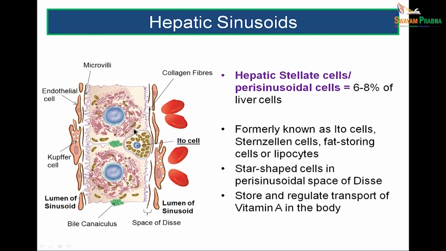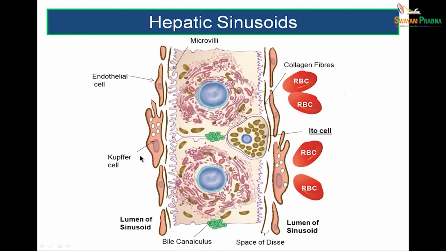They lie in the space of Disse between adjacent hepatocytes and they store and regulate transport of vitamin A in the body. So, that is your hepatic sinusoids on both sides. These are the RBCs in the blood sinusoids, the sinusoidal surface of the hepatocyte, the Ito cell in the perisinusoidal space of Disse, the endothelium, Kupffer cells, and this is the hepatocyte with a sinusoid on the other side as well.